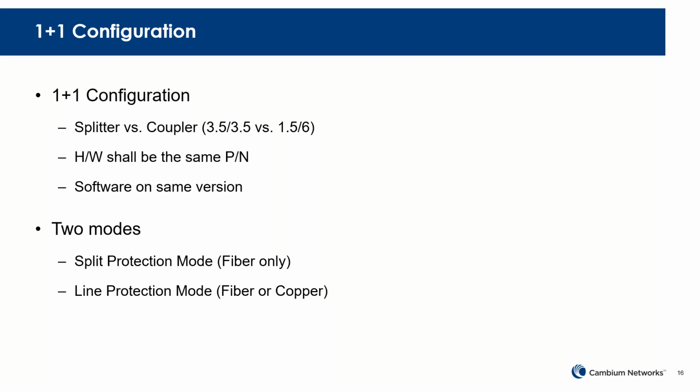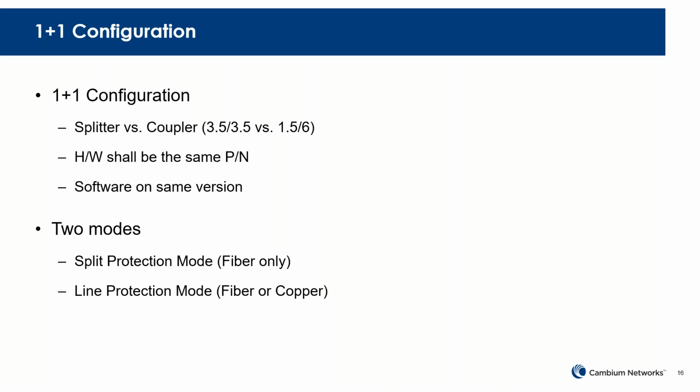You can use a splitter, but why do you want to use a coupler? The reason is that a splitter is symmetrical in the loss. For example, a splitter will lose 3.5 dB on both sides, but a coupler will have a loss of 1.5 dB on the main side and 6 dB loss on the standby side. So if you use a splitter, your best case scenario for the loss is 7 dB. But with the coupler, your best case scenario loss is 3 dB.